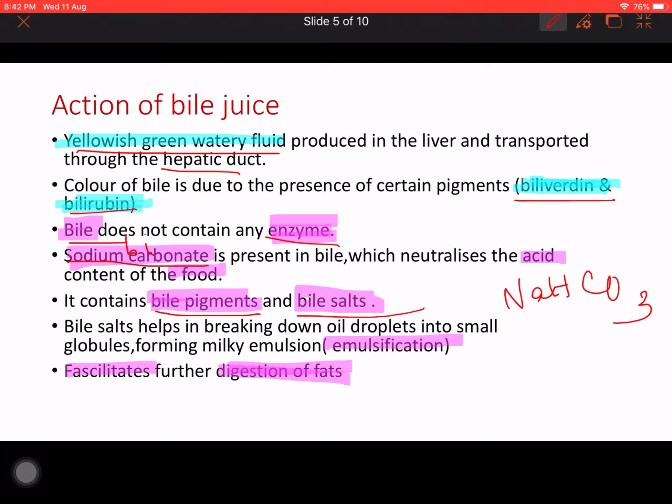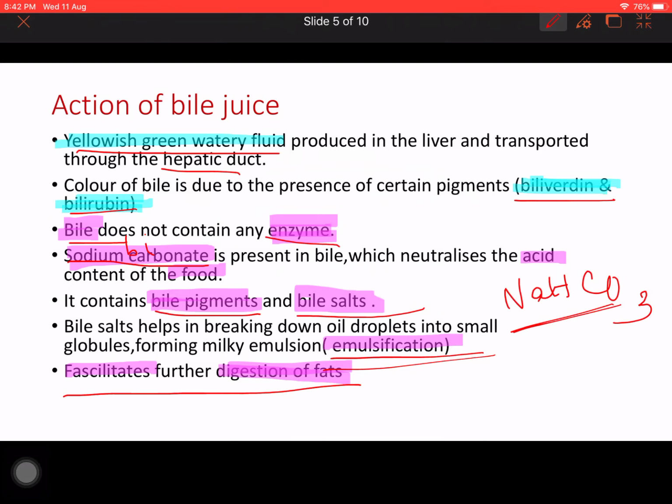So is it clear to everyone? See, this is the function of bile. Just go through it once. I think you will understand, as I have mentioned each and everything in bullets, in points. So once you go through it: sodium bicarbonate is present, bile salts and bile pigments are present. It converts the fat to emulsified fat, that is, emulsification happens, and it facilitates further the digestion of fat, and the acidic chyme is converted into alkaline chyme with the help of sodium bicarbonate.